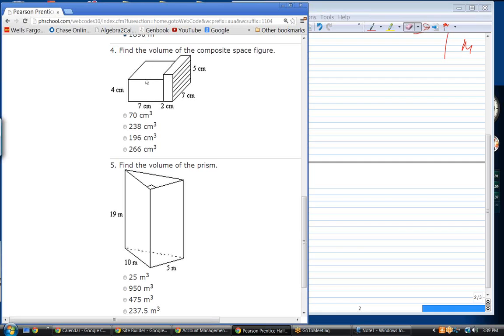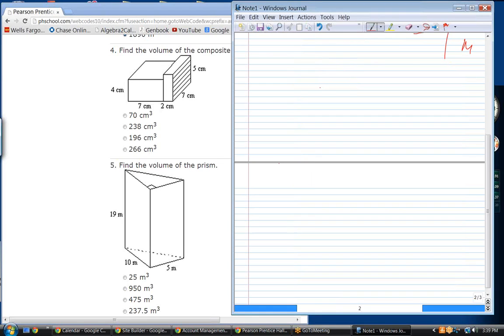So what's the volume of this brick here? 196. Well, what are its dimensions? 7, 4, and 7.